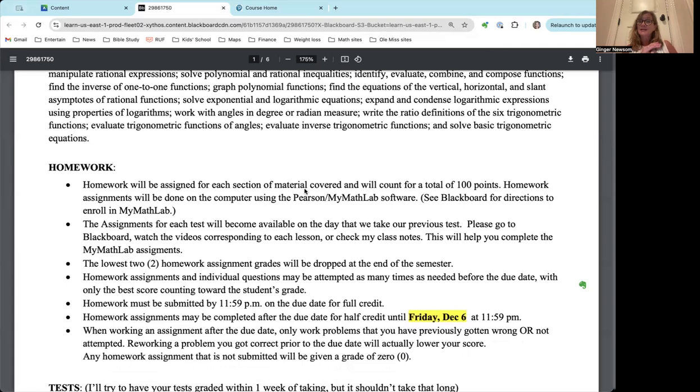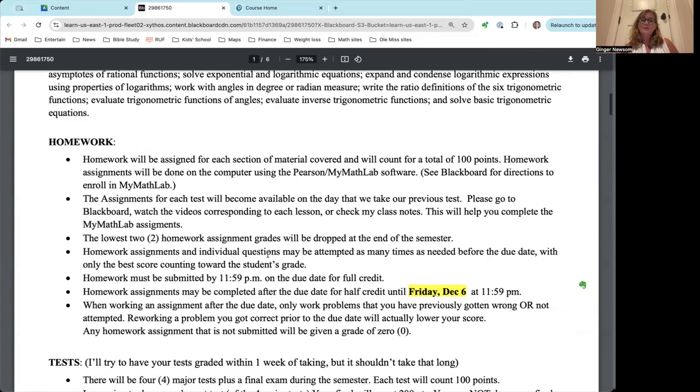If you cannot get it done by the due date, you can always work the problems late for half credit, and you can do that till the end of the semester. So if for some reason you're not able to get things done by that Saturday or that Sunday night, you really still can work it late. And half credit is better than no credit.